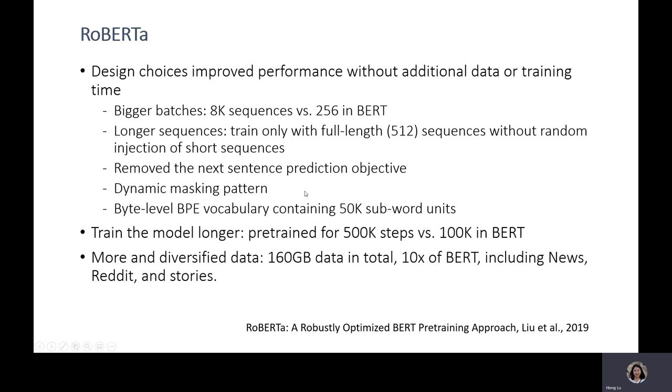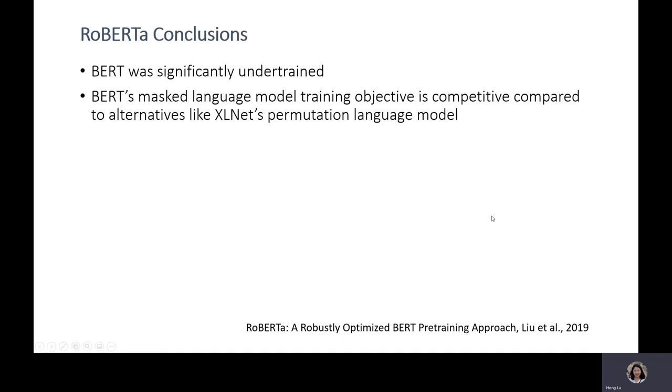And instead of using fixed masks generated at data pre-processing time, they used dynamic masking patterns when feeding the sequences to the model. And they used a byte-level BPE vocabulary containing 50,000 subword units. And with additional training time and training data, they further boosted their model performance. And at the end, they concluded that BERT was significantly undertrained, and they were able to get more performance out of BERT with the proposed design choices. And they believed that the masked language model is still competitive compared to alternatives like XLNet's permutation language model.